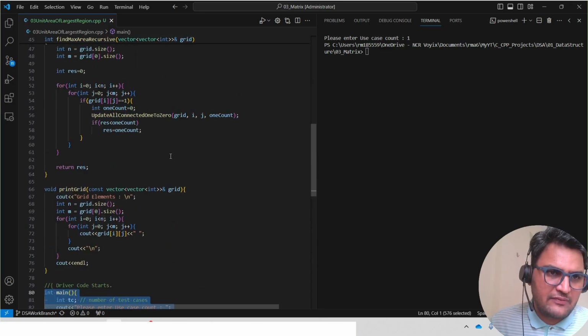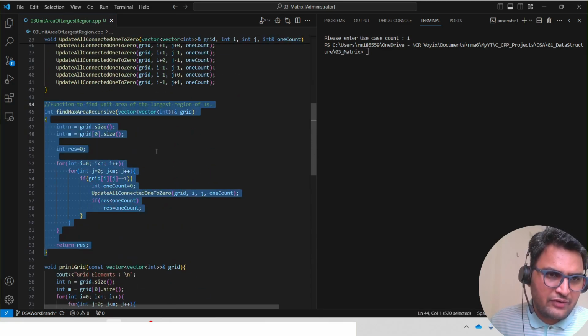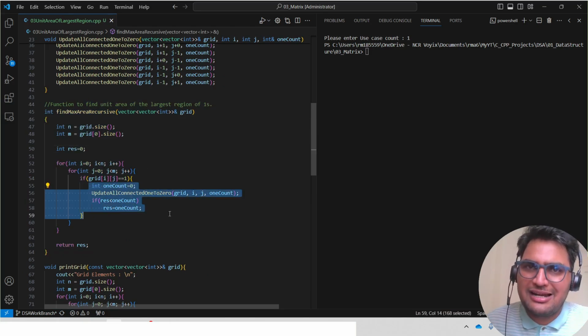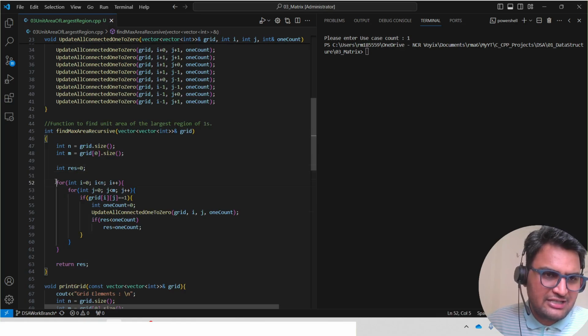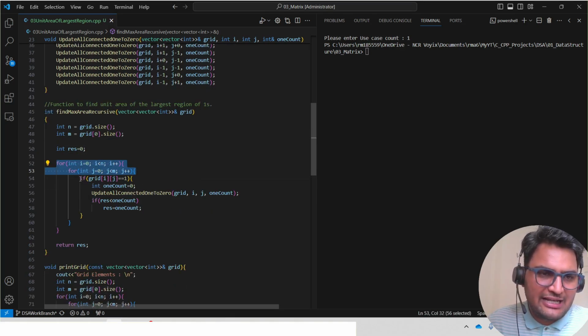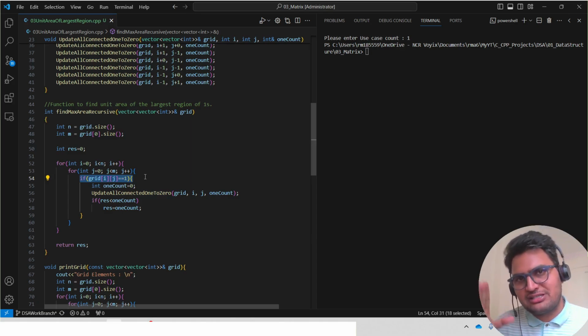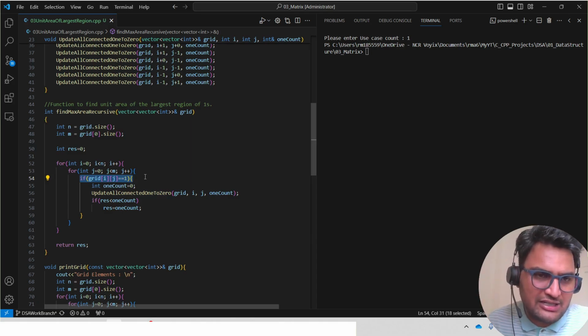Same main function where we are taking the input from the user, and this is our function where we are calculating the largest region with ones. These two loops iterate through the complete matrix, and if we find a 1, we consider it a region and start counting the ones in this current region.